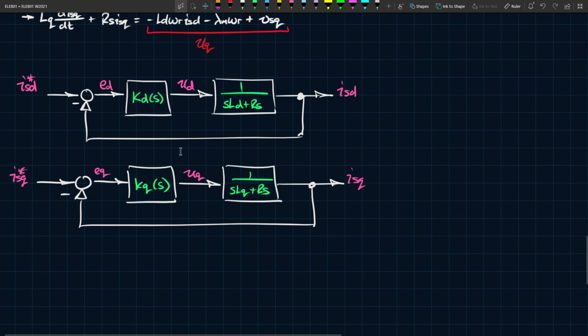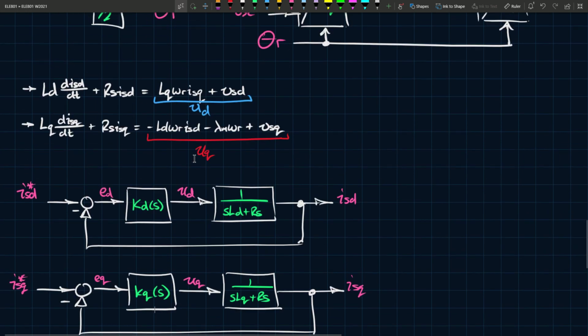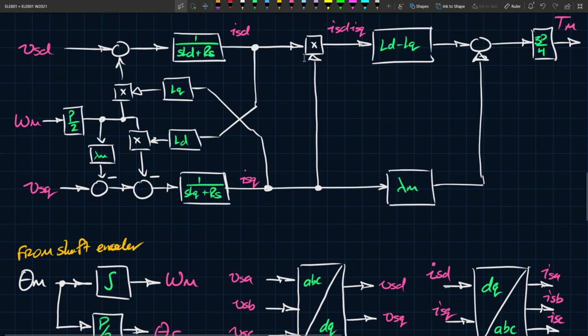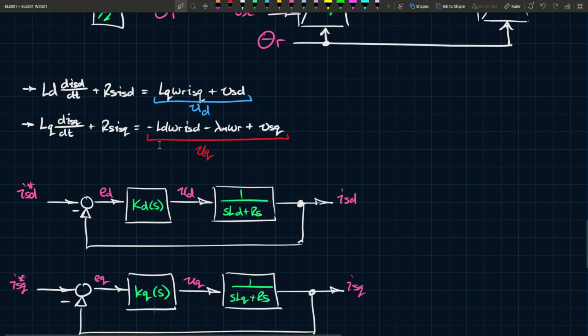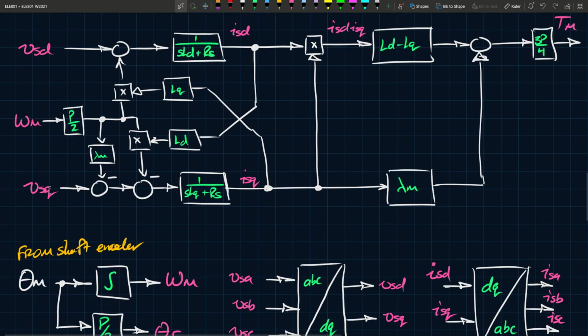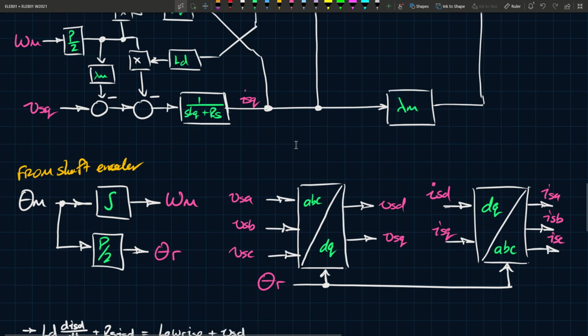So if you want to implement this in something like Simulink, this is not what you should be implementing. What you should be implementing is this model. You should be using this setup to generate UD and UQ, which will give you VSD and VSQ, which you would then feed to here, and then go from there. So there's a distinction to be made, and this is a challenge for a lot of people, because the lines between control and practical implementations are often blurred.